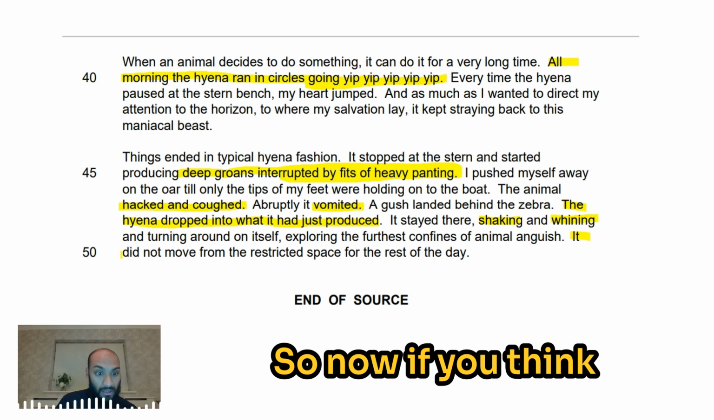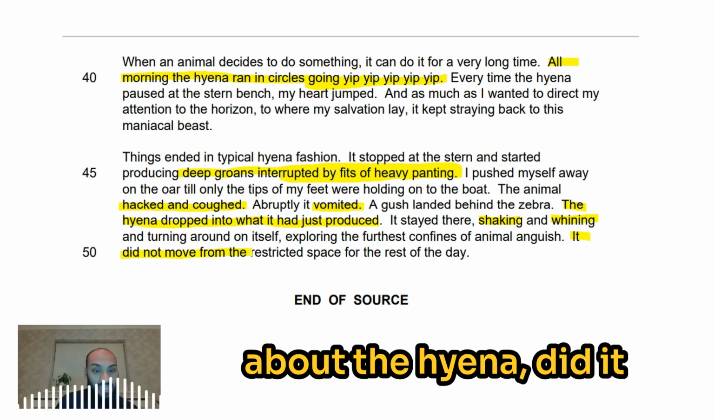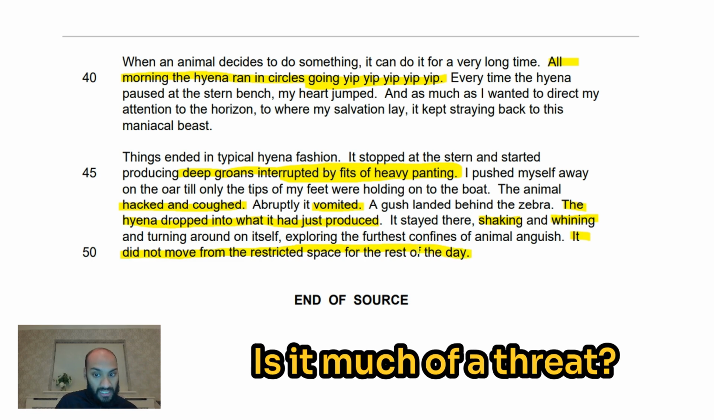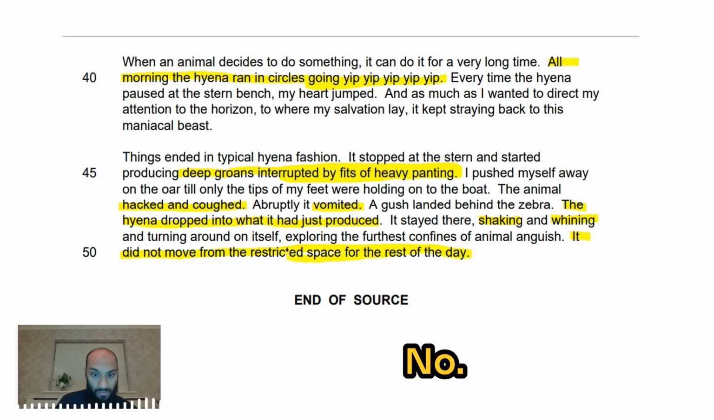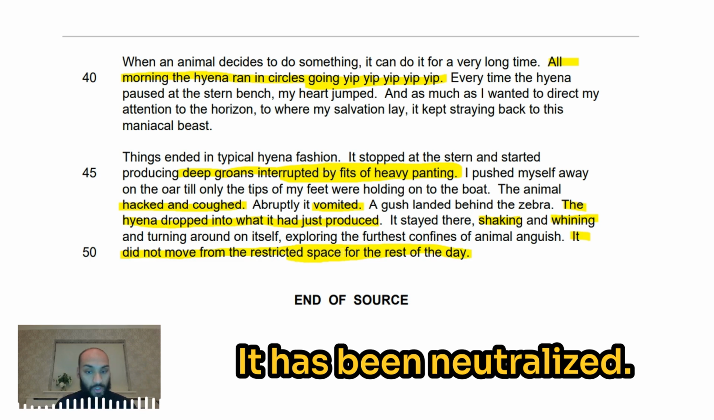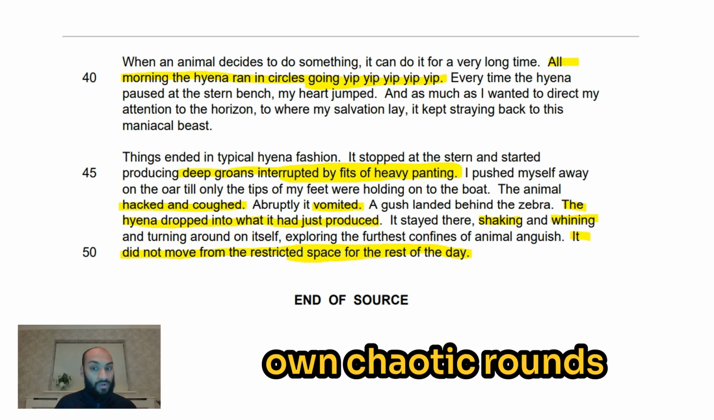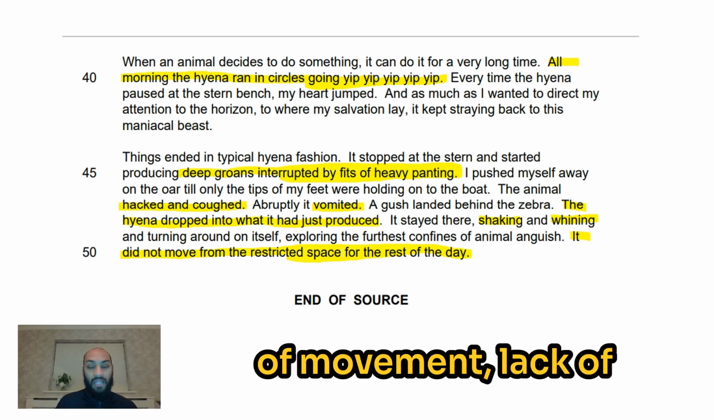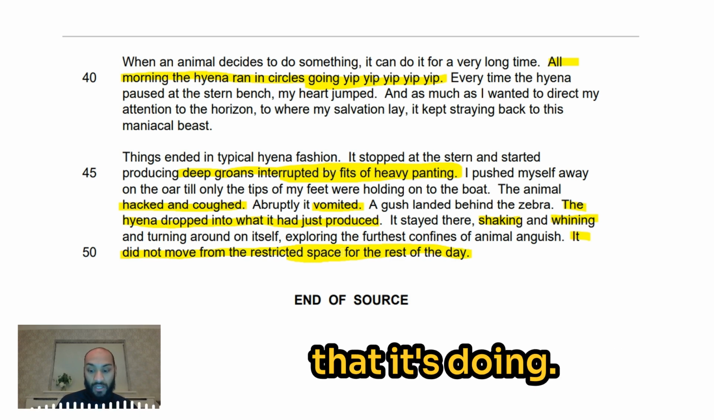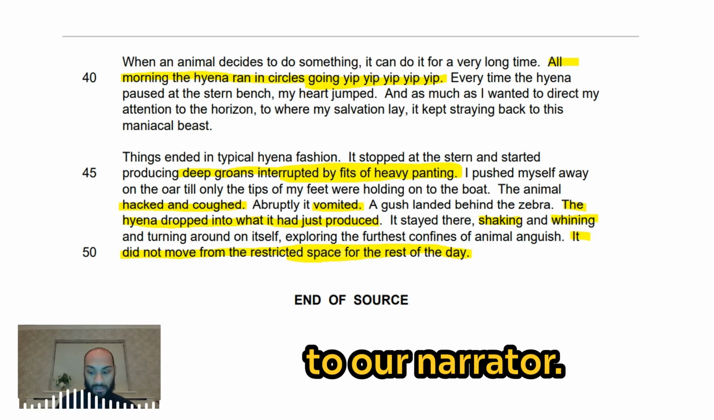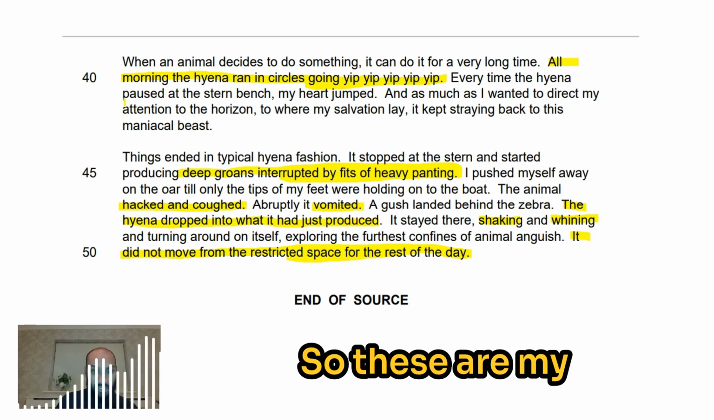So now if you think about the hyena, did it edge closer towards the narrator to attack them? No. Is it much of a threat? No. It has been neutralized. It's been sick. It's been doing its own chaotic rounds of movement, lack of cohesion in everything that it's doing. So the hyena is definitely not a threat to our narrator. So these are my annotations.